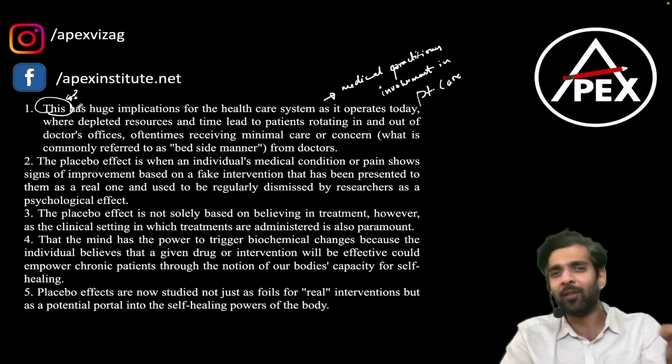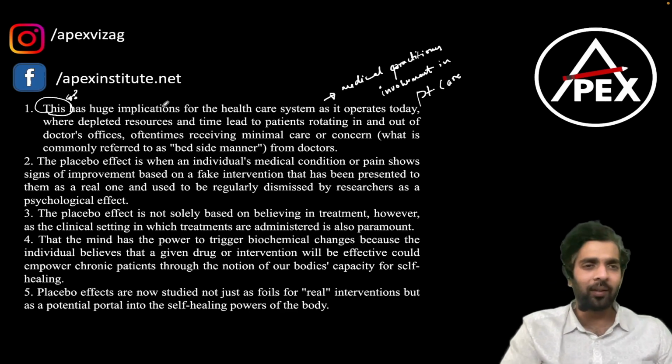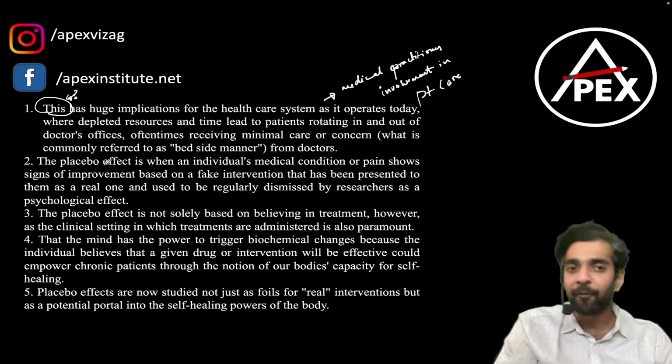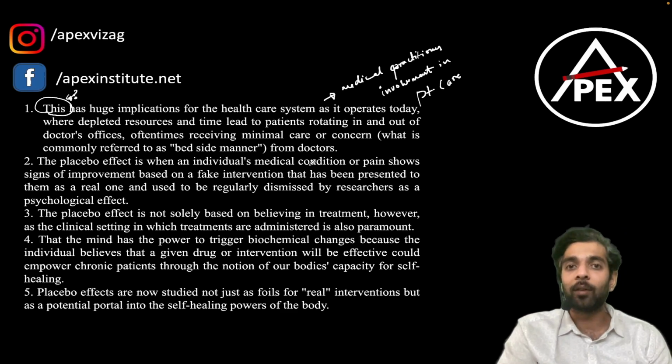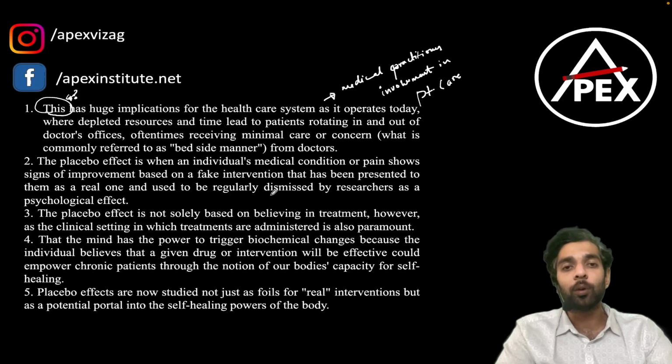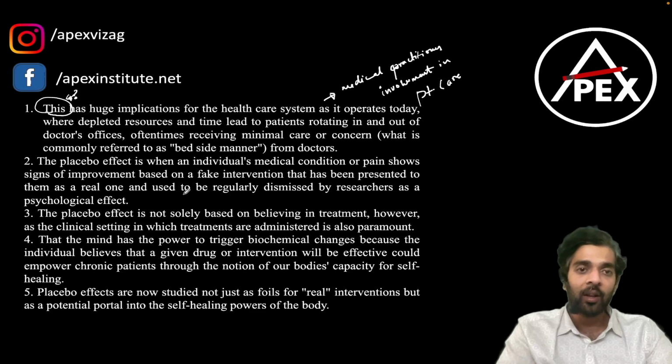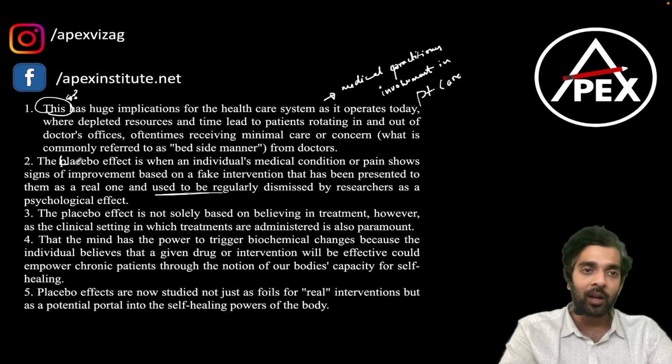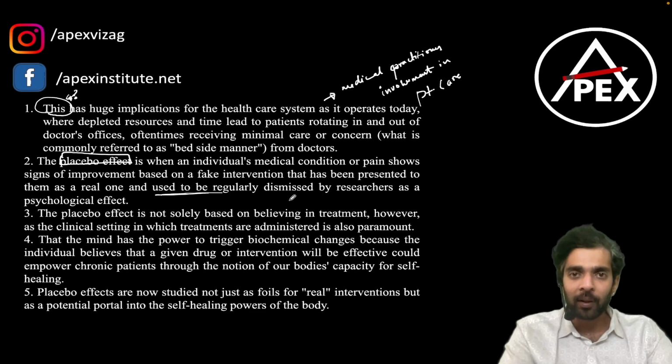So we were just going to leave that out. Okay, so this is not our opening statement. The placebo effect is when an individual's medical condition or pain shows signs of improvement based on fake intervention that has been presented to them as a real one and used to be regularly dismissed by researchers as a psychological effect. So what used to be regularly dismissed? The placebo effect used to be regularly dismissed, correct? Yes. So we are talking about placebo effect here.